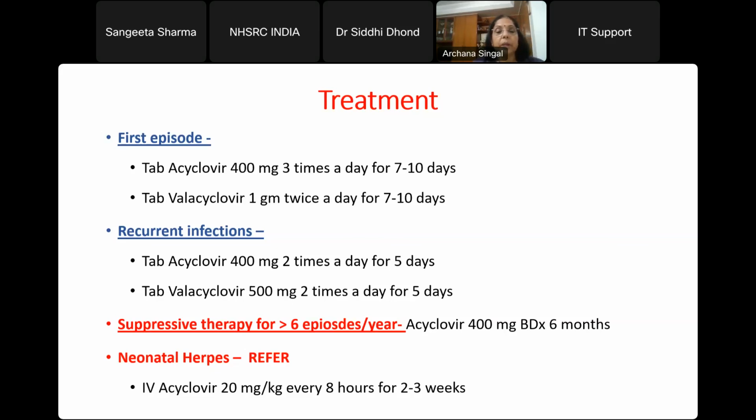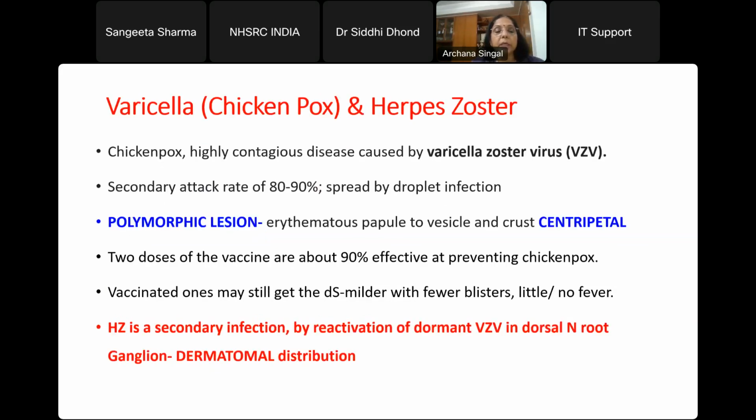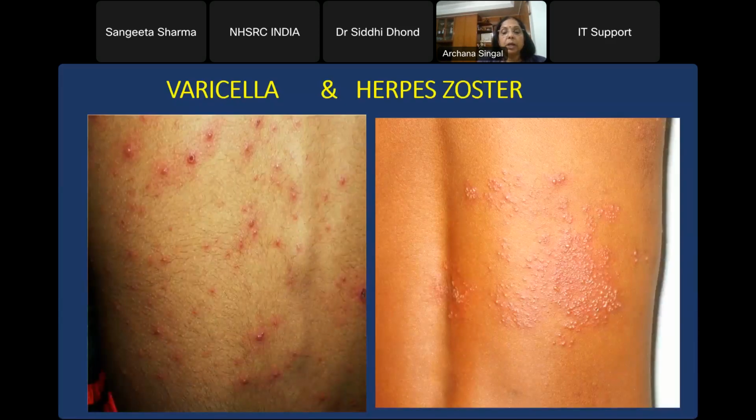Next. Another important thing is herpes zoster and chickenpox. We know that chickenpox has polymorphic lesions on the trunk, while herpes zoster has dermatomal distribution. Next, please. So this is chickenpox. You see, some are papules, some are pustules, some are vesicles, fluid filled, some are crusted. Okay, because there are different crops of lesions.